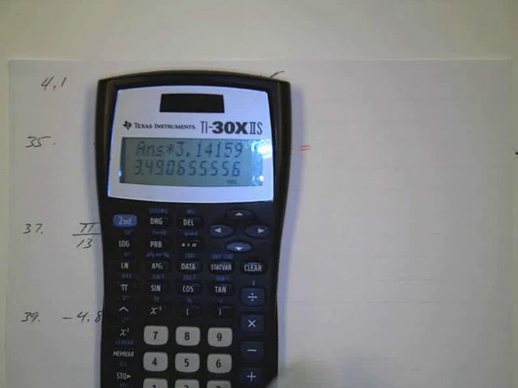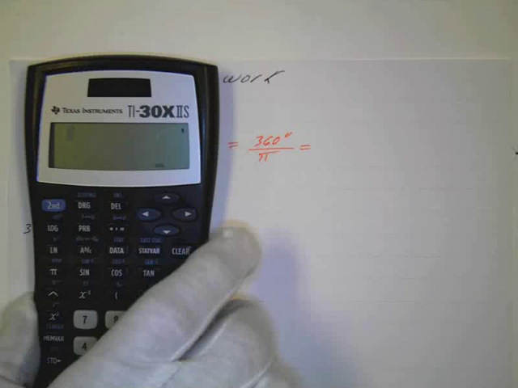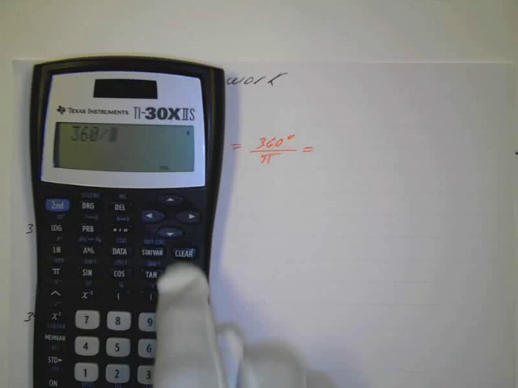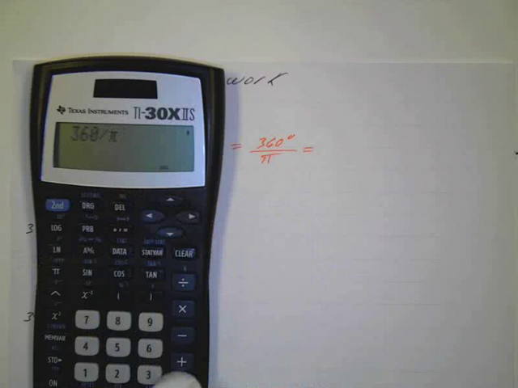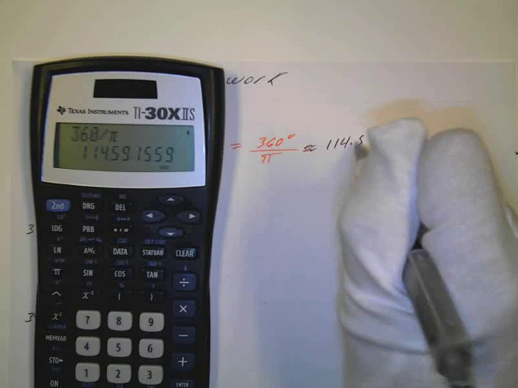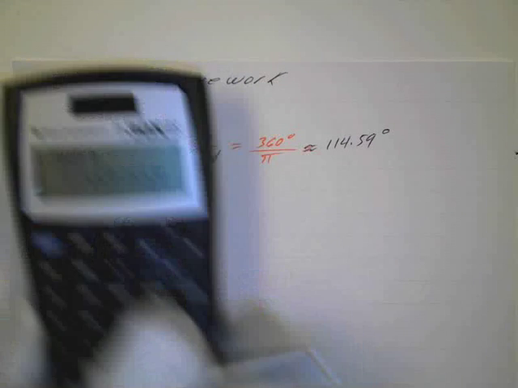And let me use my pi function here now, since I found it. Clear. So I'll just take 360 divided by pi. That equals 114.59, that's approximately 114.59, and that's still just in degrees because the radians canceled. Okay?